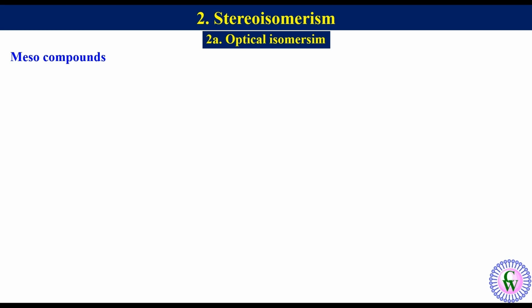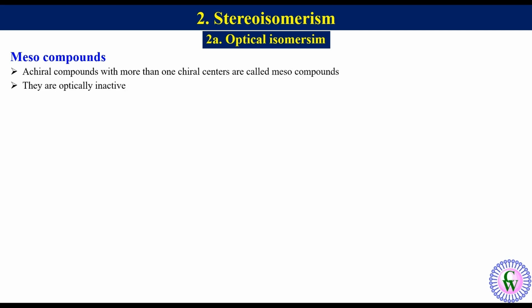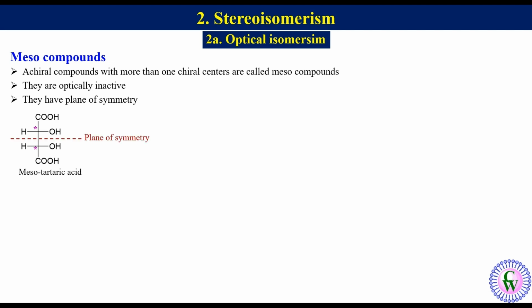Meso compounds. These are defined as achiral compounds with more than one chiral centers. Since they are achiral, so they are optically inactive despite having chiral centers. They have plane of symmetry. For example, meso tartaric acid. In this molecule, we can see that there are two chiral centers and this is the plane of symmetry.